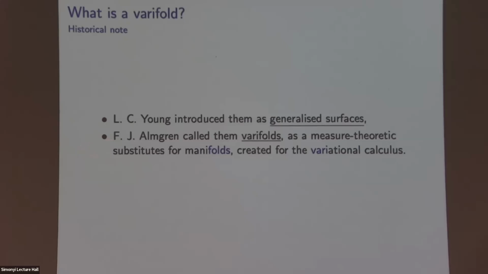And the fact is that Almgren wanted to have an extension of the concept of submanifold that was done in the language of measure theory, but was suitable for variational calculus. And I wanted to say this because this is maybe one of the explanations of the name varifold. So variational calculus and manifolds put together are varifolds. That is something that I was asking myself some time ago.